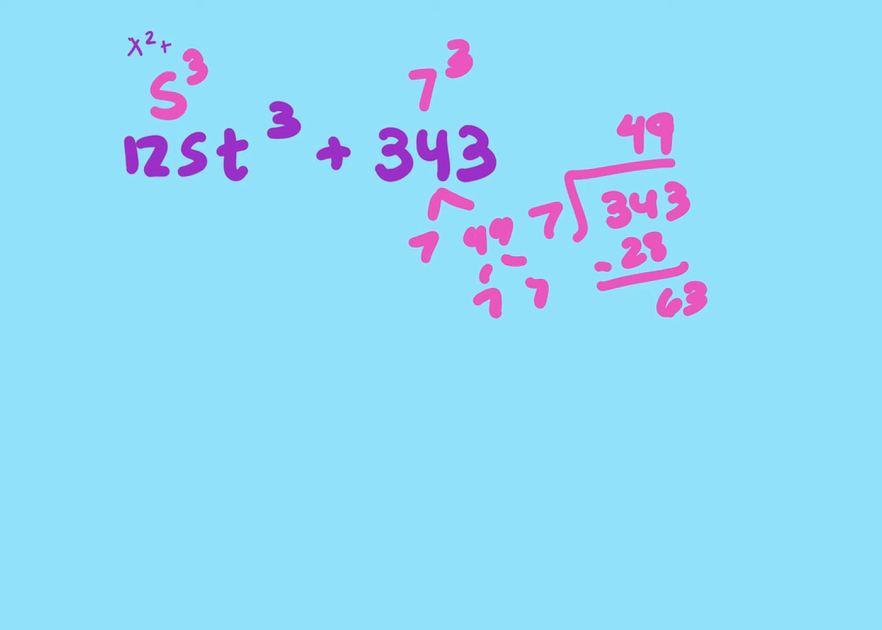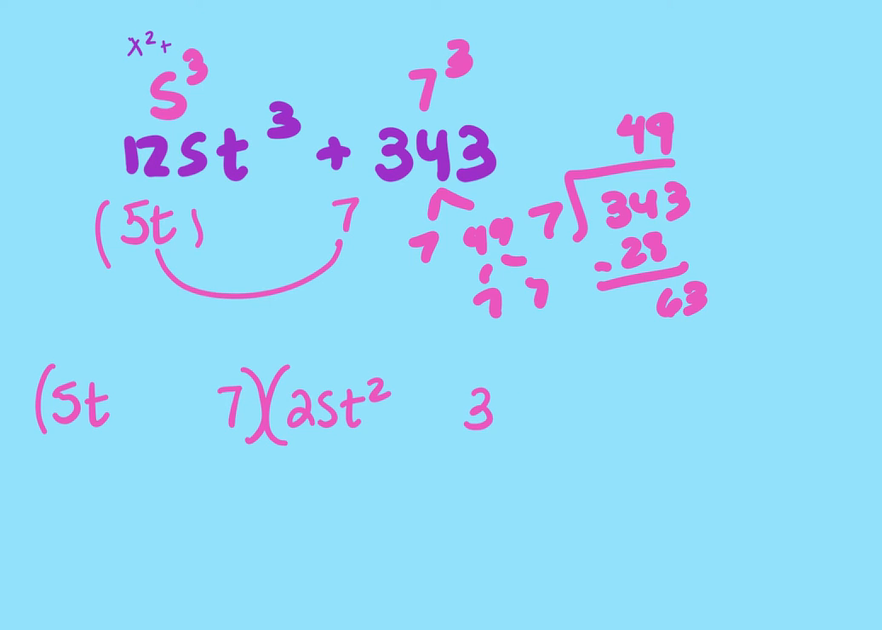It would be 5t as the cube root of 125t to the third, and 7 as the cube root of 343. So the first set of parentheses is just those two. Then we square the 5t, so it'd be 25t squared. We multiply them together, which would be 35t. And we square the 7, so it's 49. And then same, opposite, always positive.